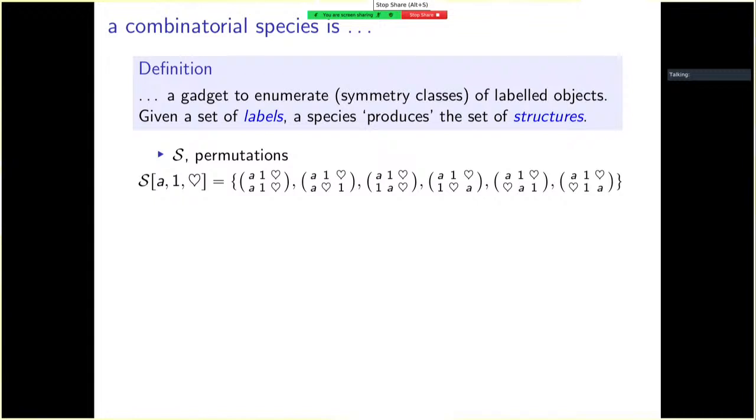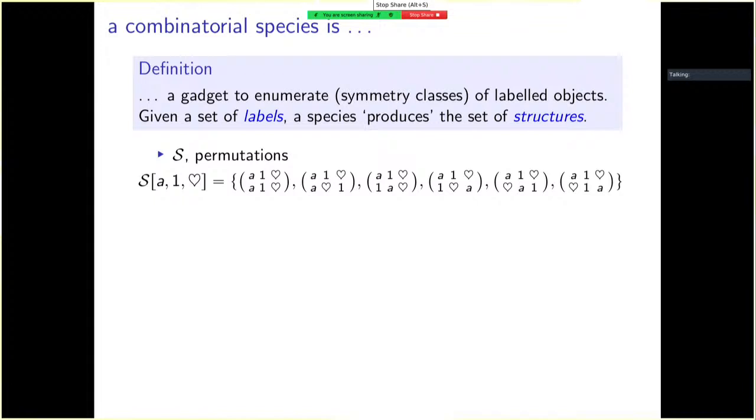And what it does is give them a set of labels. Here, for example, the label A, the label 1, and the label love or heart. A species produces some set of structures, and the name of the species is what structures it should produce. So it's like a machine.